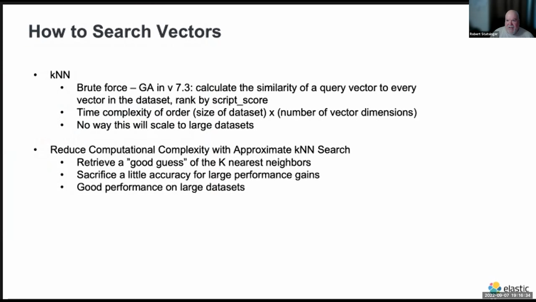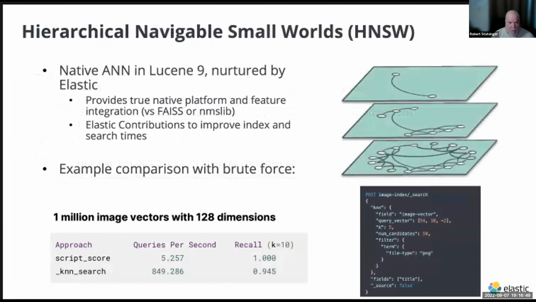So Elastic has embedded an approximate KNN search algorithm where you sacrifice a little accuracy for a really good guess of the K nearest neighbors. And it performs really well on large data sets. And this is the Hierarchical Navigable Small Worlds algorithm. This is very common. You see it in FAISS, you see it in NMSLIB. A lot of the vector search platforms out there have arrived at using HNSW because it's got the accuracy and performance characteristics that people need.